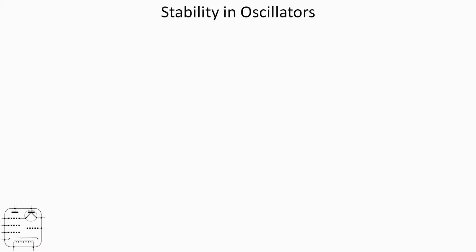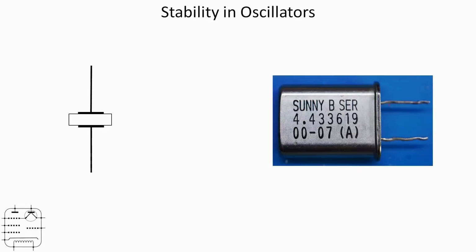So let's have a look at stability in oscillators this time, and let's have a look at how we make use of a very common component, and that is the crystal. So we're going to look at how we can get our oscillator to be hopefully nice and stable, and the common way of doing that is to use a crystal which has the symbol like so, and here's a photograph of a crystal. This is the one I'm going to use in the circuits a little later on.